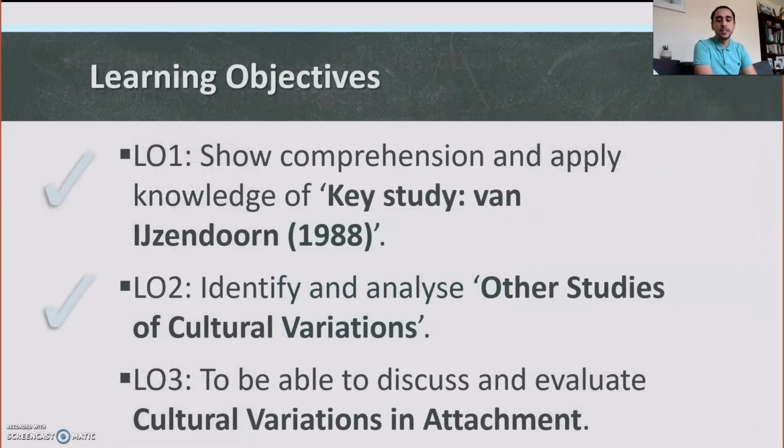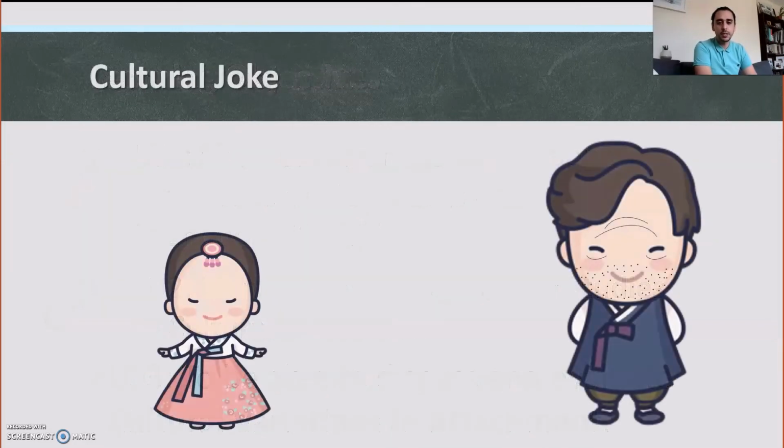And that's other studies. Learning objective 2 done. We're moving on to LO3, to be able to discuss and evaluate cultural variations in attachment.